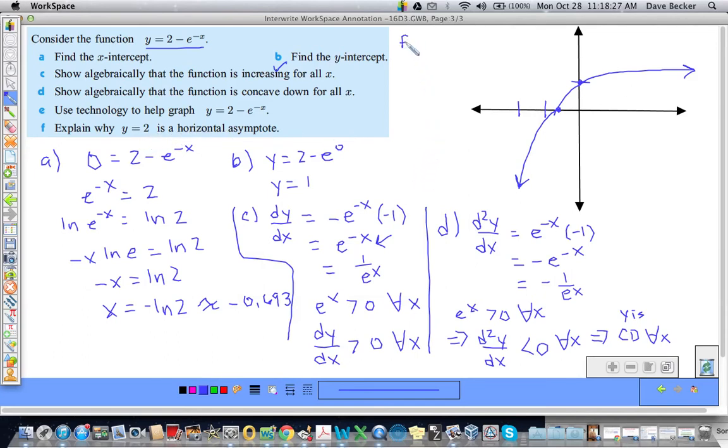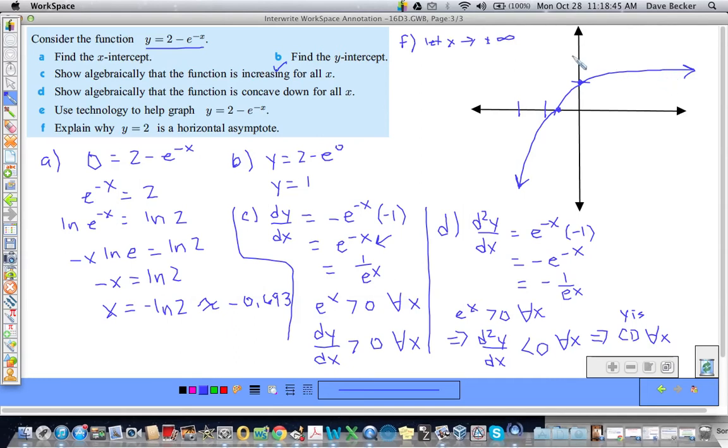Well, to find horizontal asymptotes, we let x go to plus or minus infinity. Now, since we're talking about this particular one, the graph going infinitely to the right and approaching 2 here to be an asymptote, we only have to consider going to positive infinity. So let's think about this. y equals 2 minus 1 over e to the x. And all I did is I rewrote this function with a positive exponent.